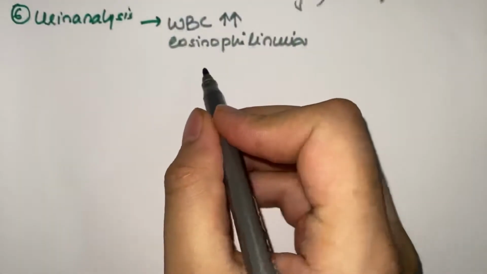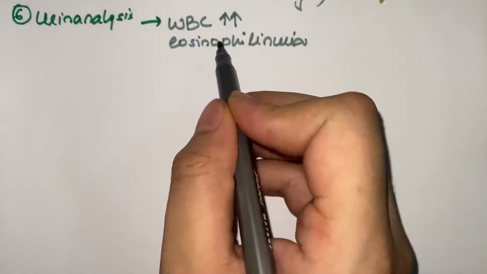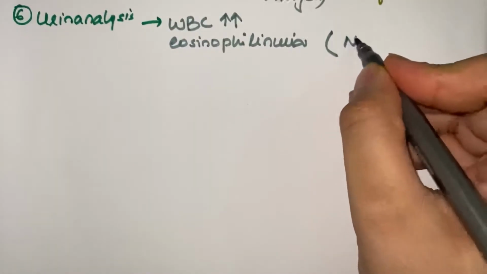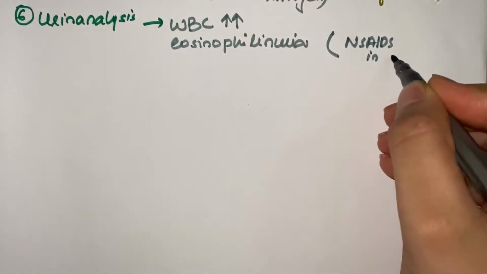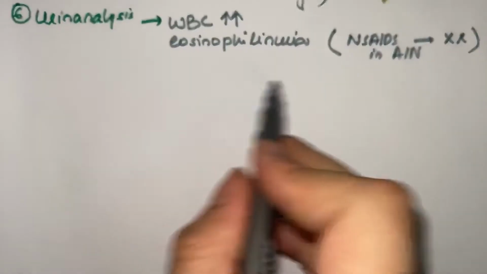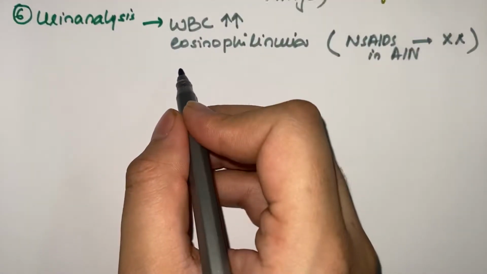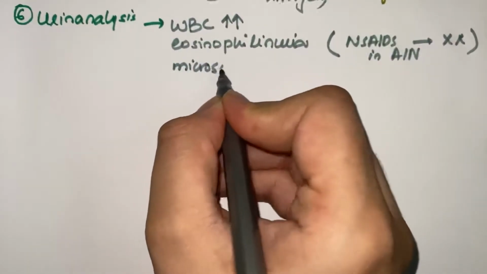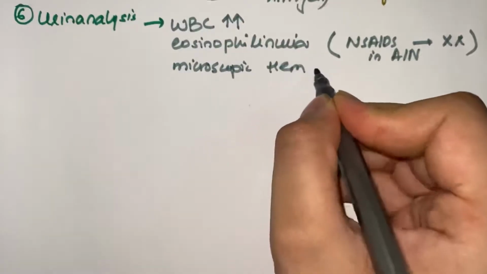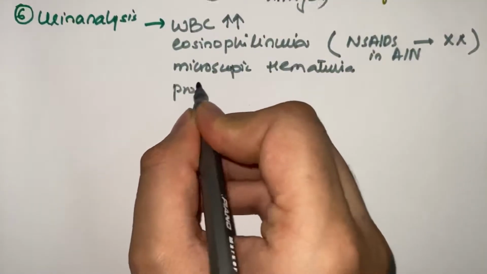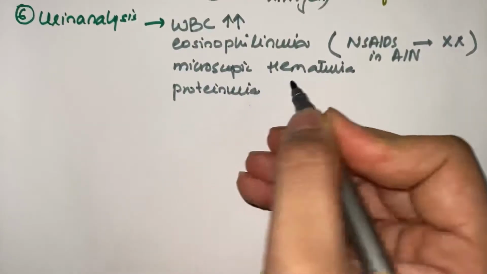So yes, what you will see in it, white blood cells will be elevated and the patient will have increased levels of eosinophils in the urine, except in which conditions? NSAID induced acute interstitial nephritis, in which there will be no eosinophils seen in the urine, otherwise they will be present. Now another important finding is that urine may contain microscopic hematuria. Hematuria means you will find microscopic blood in the urine. Okay, second is proteinuria, that you will see some proteins in the urine.